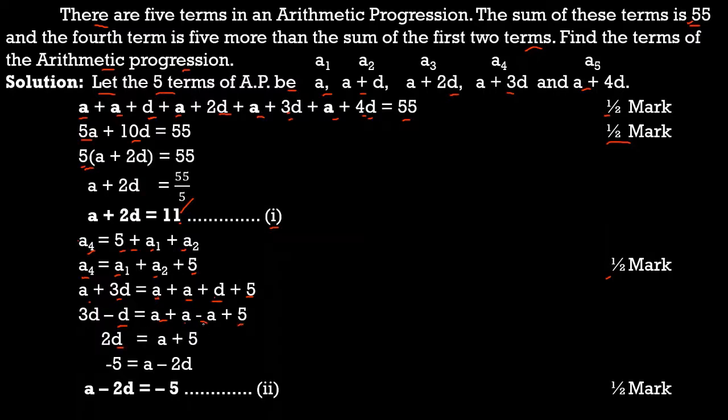A plus 5. Take 5 this side, plus 5 becomes minus 5, is equals to writing 2D this side, plus 2D becomes minus 2D. Write this equation as A minus 2D is equals to minus 5. This is the second equation. For this equation, you will get half marks.